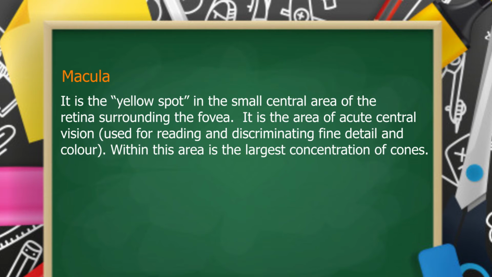Macula: it is the yellow spot in the small central area of the retina surrounding the fovea. It is the area of acute central vision used for reading and discriminating fine detail and color. Within this area is the largest concentration of cones.